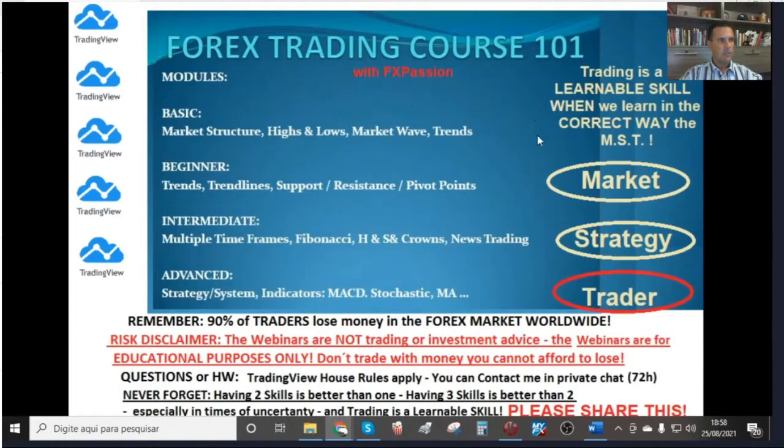When we learn in the correct way, we need to learn in the correct way about the market. And then we need to learn in the correct way about the strategy, right? Market strategy. And lastly, we need to learn in the correct way about the trader, right? This is the most challenging stuff.